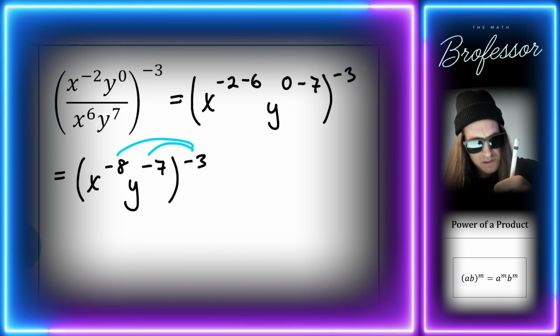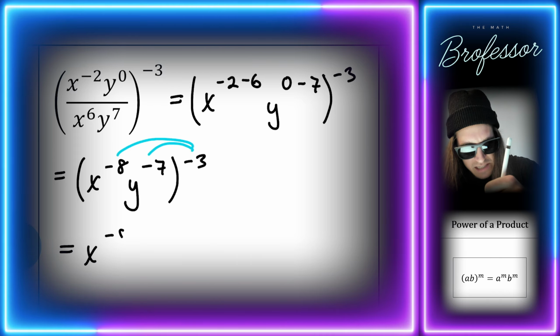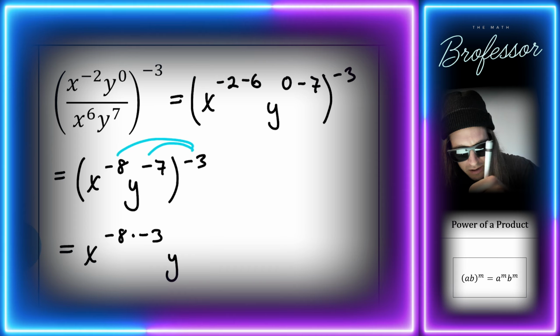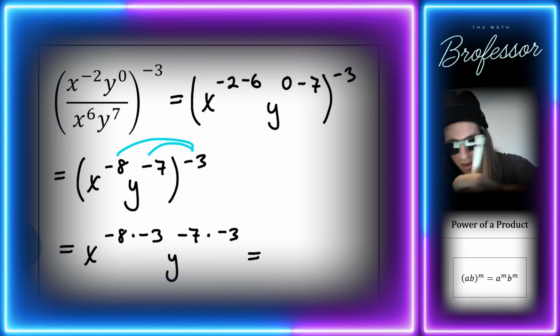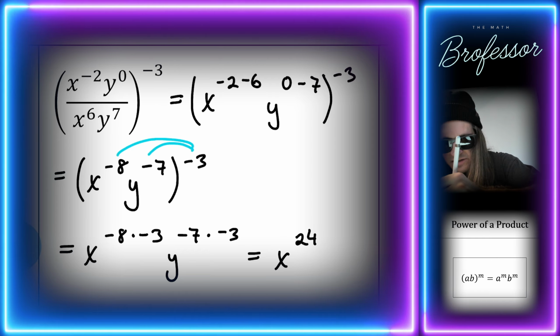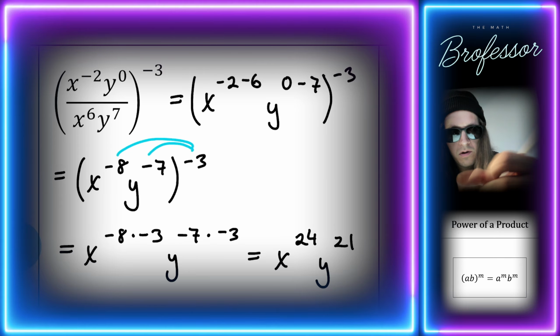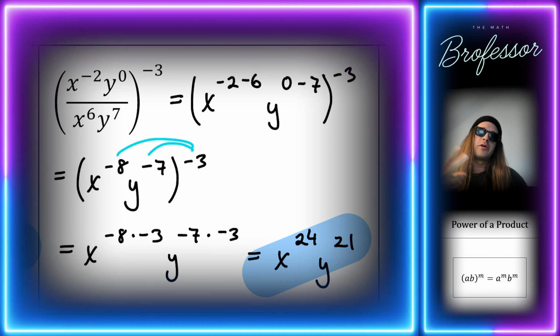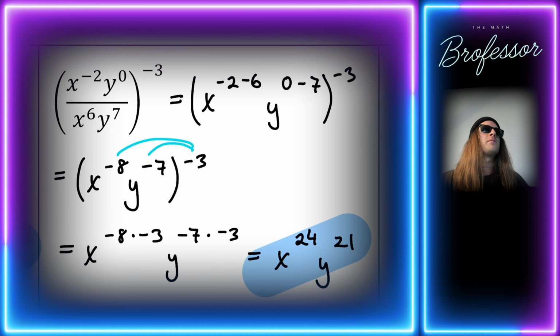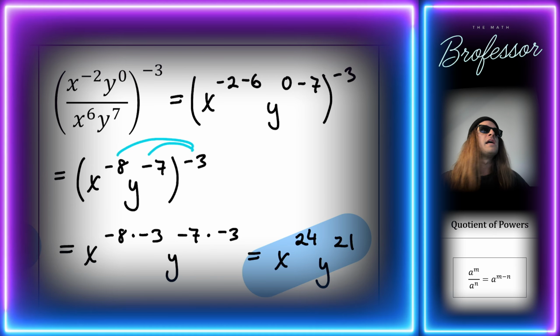Negative times a negative. So I'll be detailed, but this is -8 times -3 on the x. On the y, you have -7 times -3. All right, -8 times -3 is positive 24, and -7 times -3 is positive 21. So that problem actually only used two properties. We started this problem with the quotient of powers, and then we finished the problem with the power of a product property.